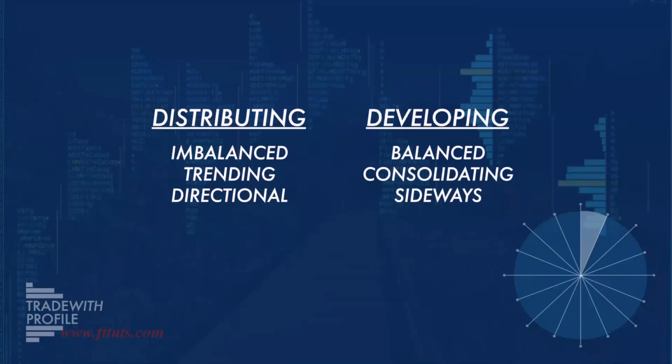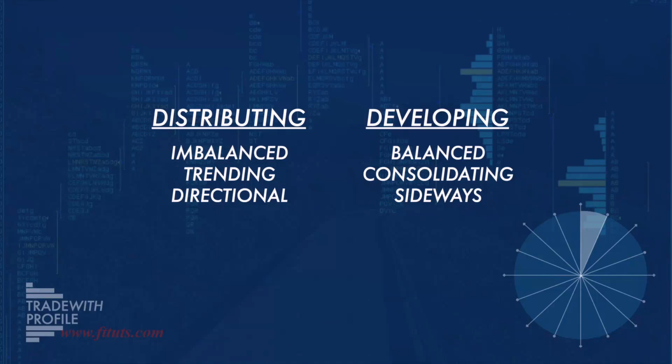So if you think about distributing or developing, you might think of them as imbalanced or balanced, trending versus consolidating, or directional versus sideways action. Okay, so it's likely you know some part of this already. I just want to bring you into the nomenclature that we use in auction theory.